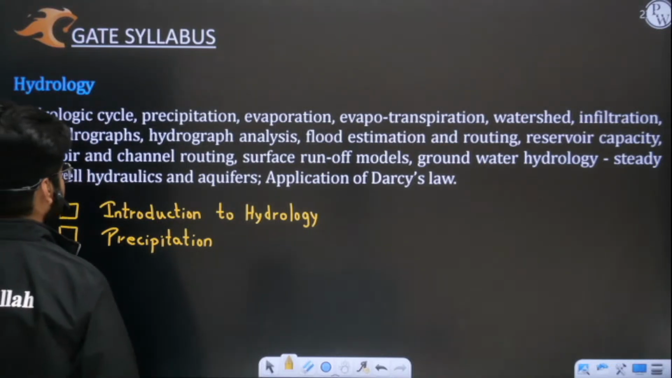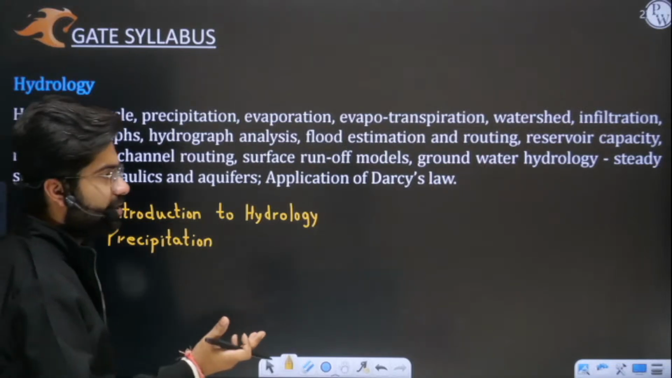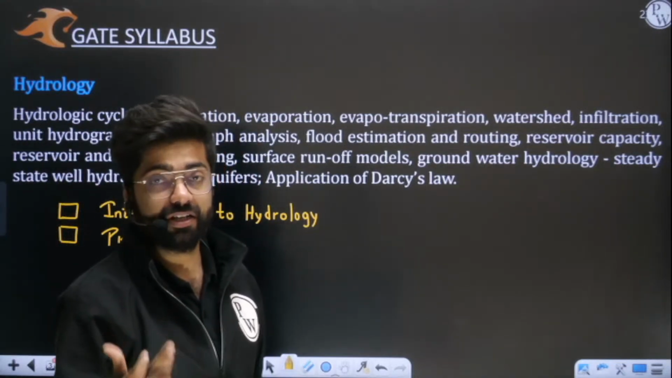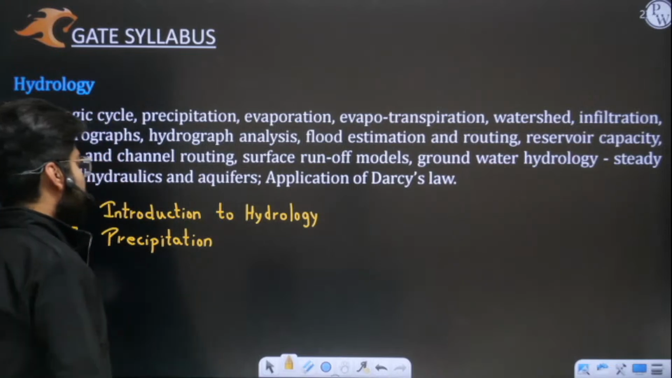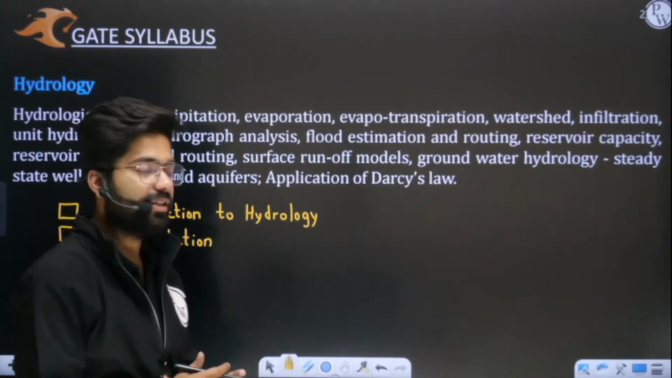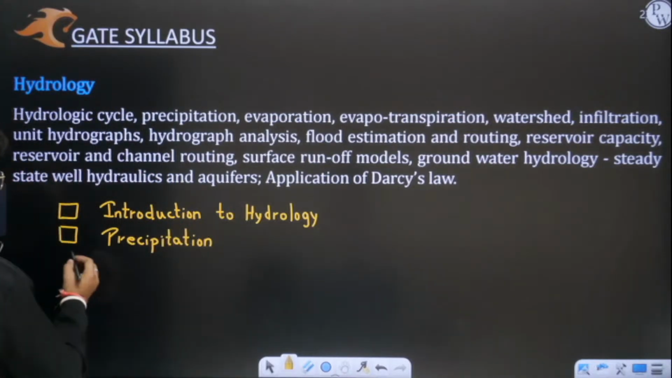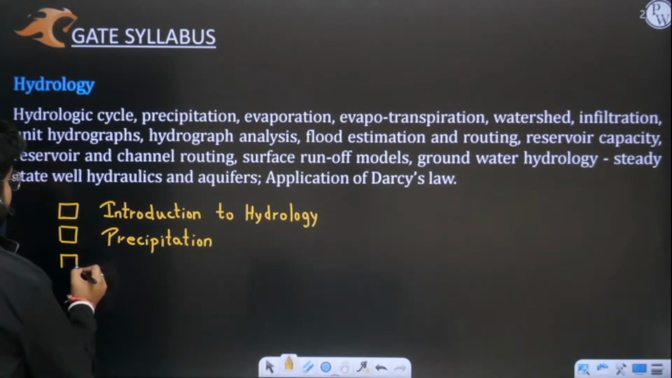So what we'll study after this class, firstly you need to understand we have introduction to hydrology, in which we have discussed the water cycle, the basic things. We have understood why we are studying hydrology. I've told you all these things. And how global water is distributed, that we have also discussed. After this we'll study precipitation.